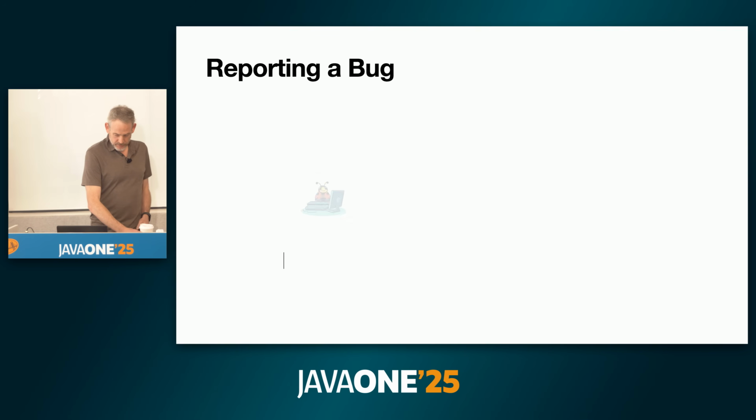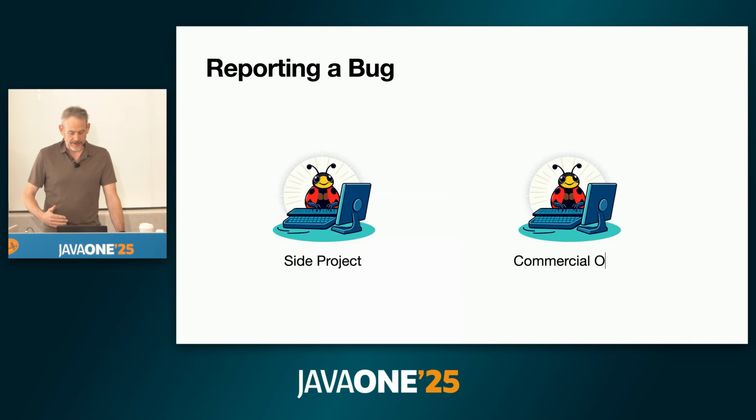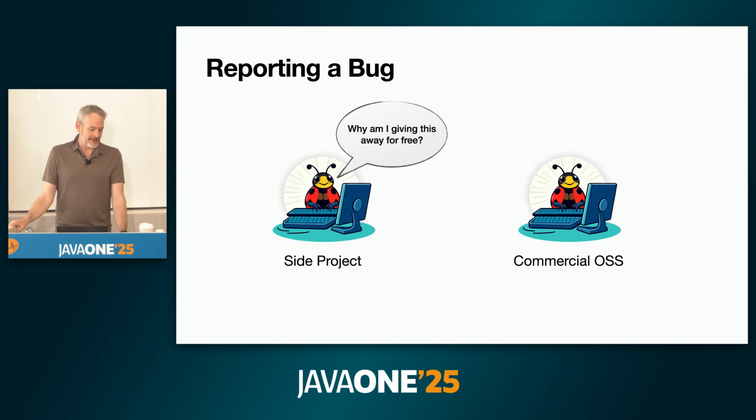So let's start with reporting a bug. When you think about open source, I broadly categorize it into two areas. There's someone who has had this wonderful idea and decided to release it as open source and is trying to support it as a side hustle, as a side project. That's one side. And then there's someone like me who is fortunate enough to get paid to work on commercial open source. Either way, they're both facing a problem.